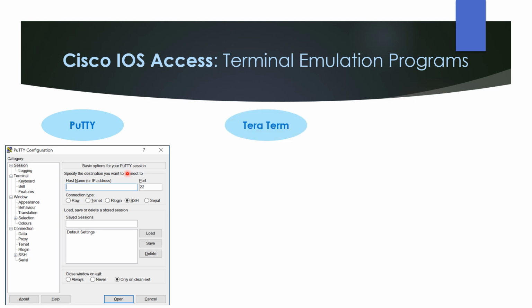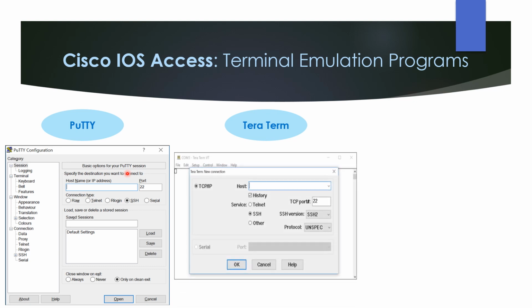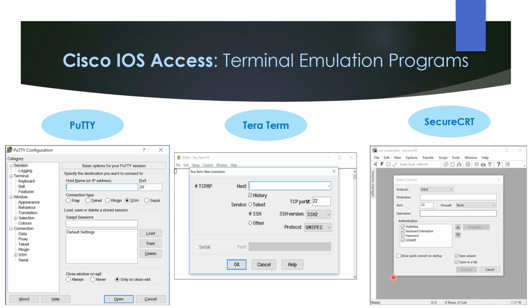We also have Tera Term, and this will be the view. Here you have to enter the IP address of the device that you need to connect to. And the last one is SecureCRT, which has this view where, as you can see, in each of them, by default, it selected port 22, which stands for the Secure Shell protocol, which means that each connection with the device will be remote and secured.